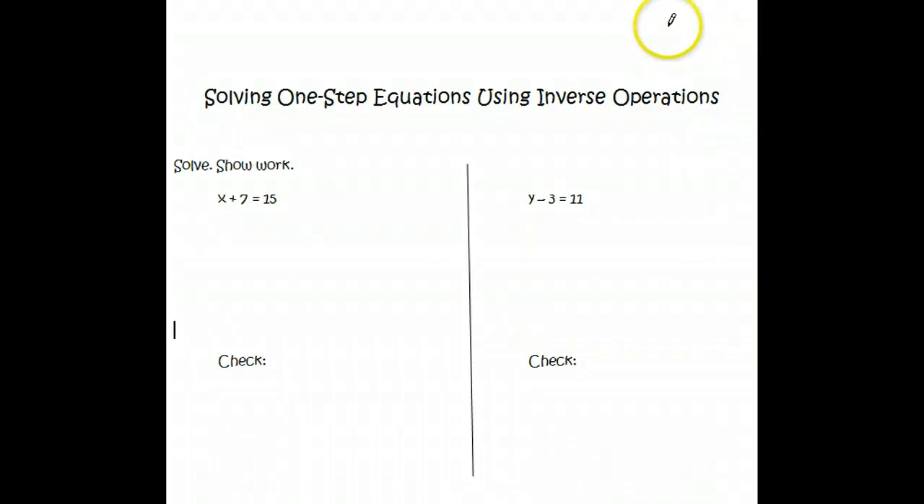The inverse of adding would be subtracting. The inverse of subtracting then would be adding. The inverse of multiplying is dividing, and then the inverse of dividing would be multiplying. So we're going to be working with these ideas of inverse operations when we solve.